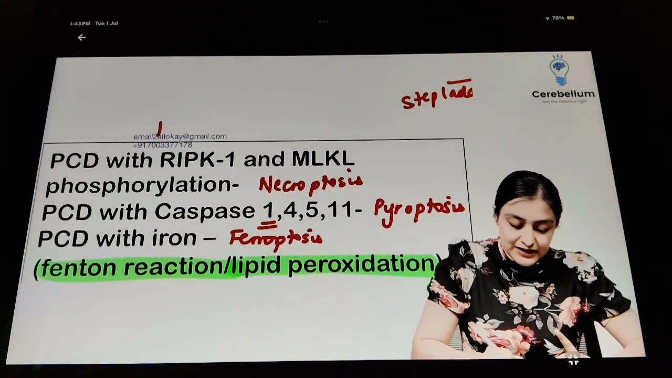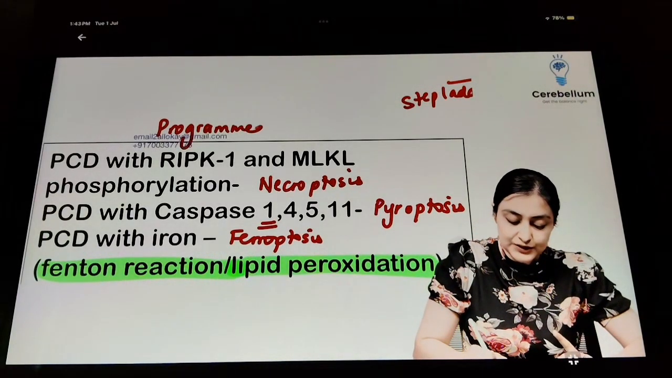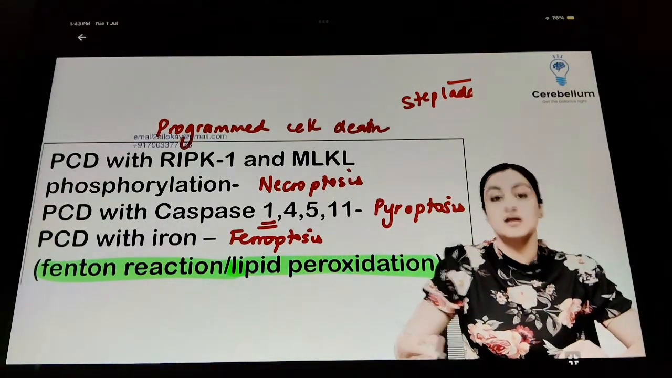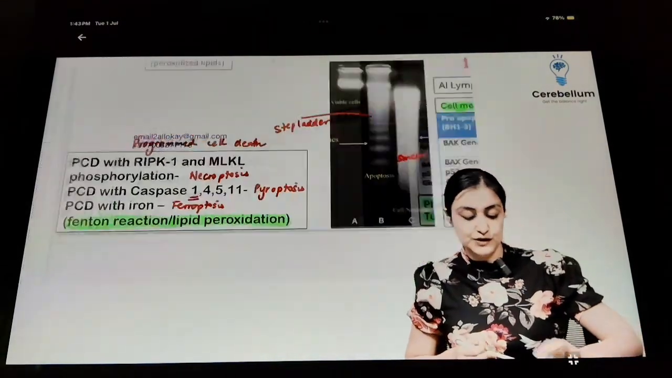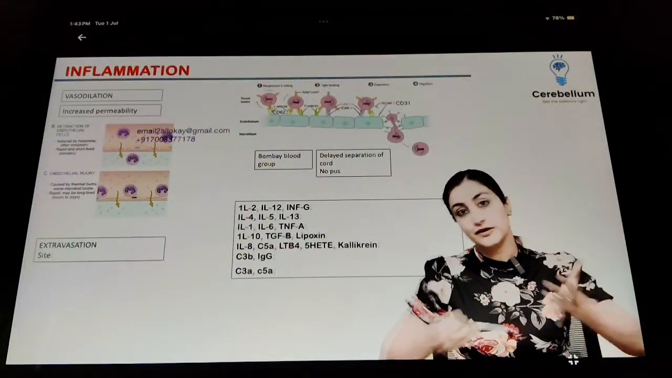So these are other variants of apoptosis or programmed cell death. Okay, so this is not necrosis, this is programmed cell death. So these are the variants, the newer recent advances might be asked. Okay, so this is about the cell injury thing. Now let's talk about inflammation, second chapter, Robbins.